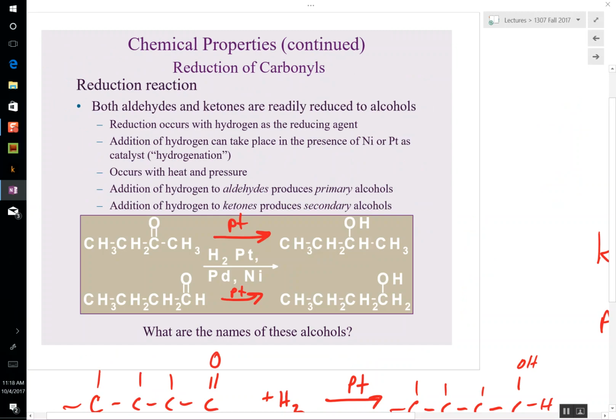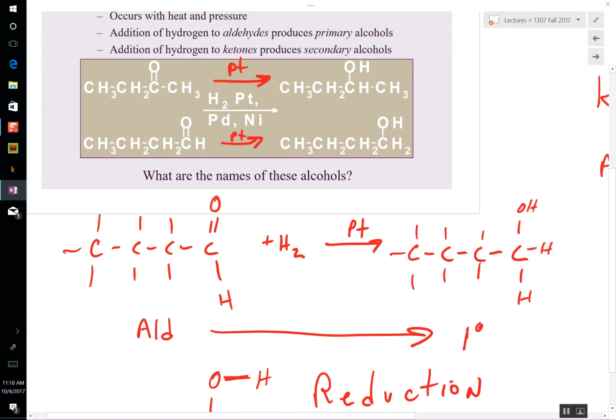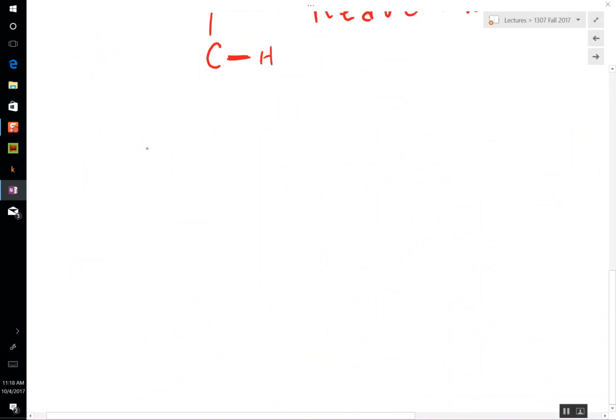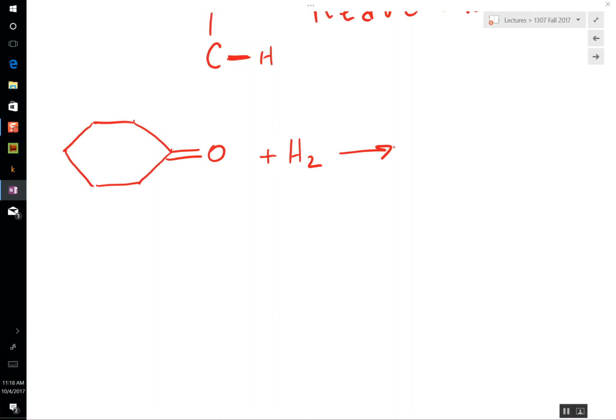Well, let's see here. Yeah, let me give you, let's take this cyclohexanone. Let's take something that's a little bit more, hydrogenate that. What would be the result of hydrogenating cyclohexanone? Now that's not aromatic. Notice that's not aromatic. This is just a 6-membered saturated ring, and you've got a carbon-oxygen double bond on it.